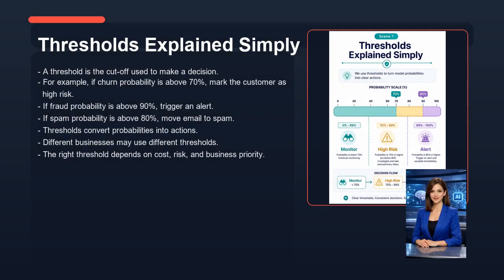Now let's look at thresholds explained simply. A threshold is the cutoff used to make a decision. For example, if churn probability is above 70%, mark the customer as high risk. If fraud probability is above 90%, trigger an alert. If spam probability is above 80%, move the email to spam. Thresholds convert probabilities into actions. Different businesses may use different thresholds. The right threshold depends on cost, risk, and business priority.